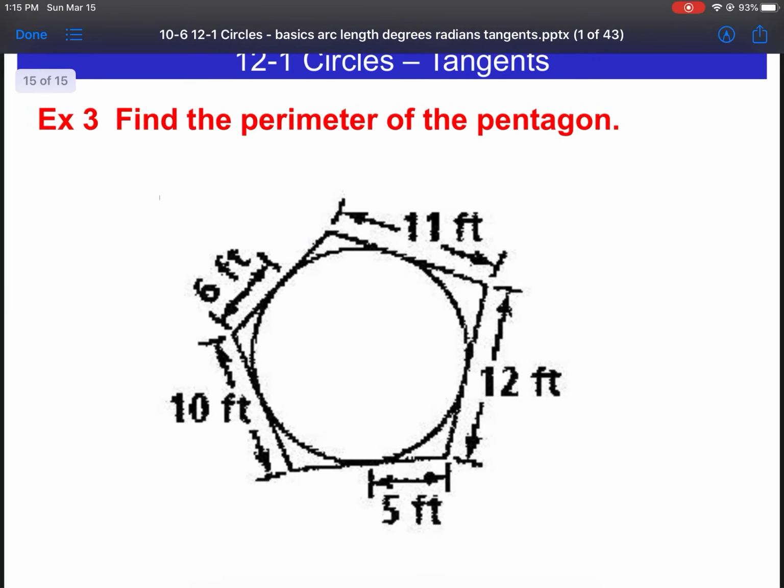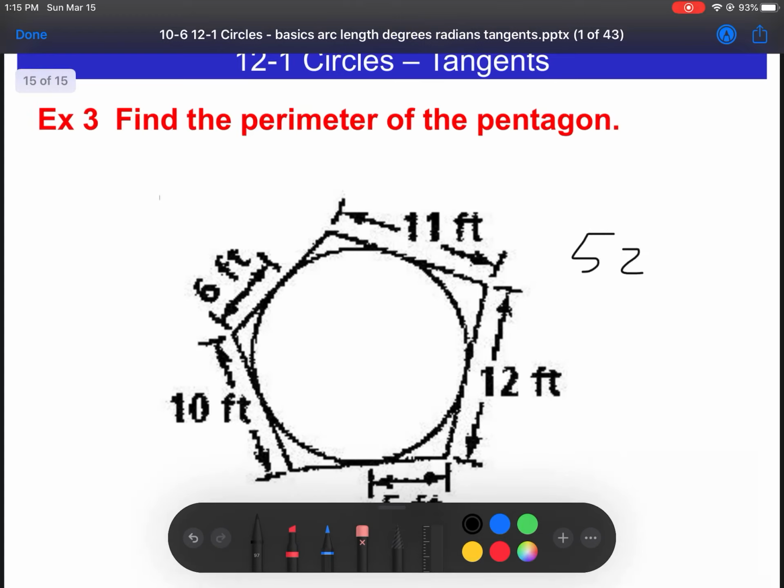All right, and the last thing, find the perimeter of the pentagon. So I'll let you try and figure that out, but the answer is 52 feet.